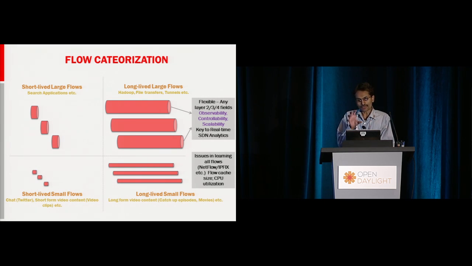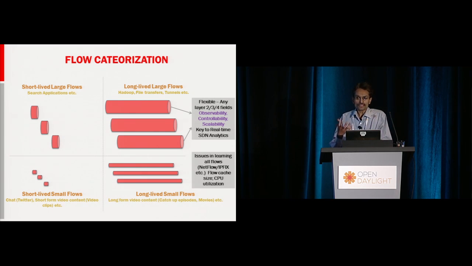So our focus is going to be on the top right quadrant. Here are the key reasons: the long-lived large flows are indeed the ones which are observable in the network, and hence controllable, and also scalable from a table size perspective. Whereas long-lived small flows are definitely observable and controllable, but not necessarily scalable from a table size perspective in networking devices. Just focusing on the long-lived large flows is key to real-time SDN analytics, as we'll see with interesting use cases.